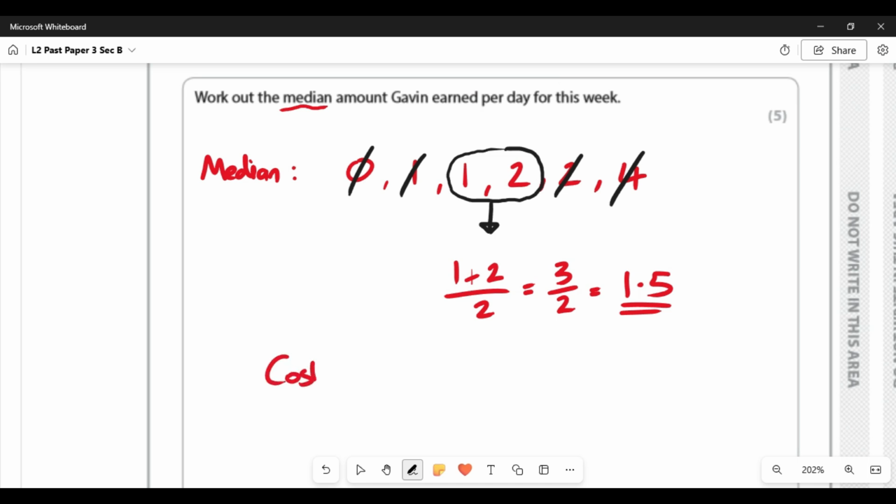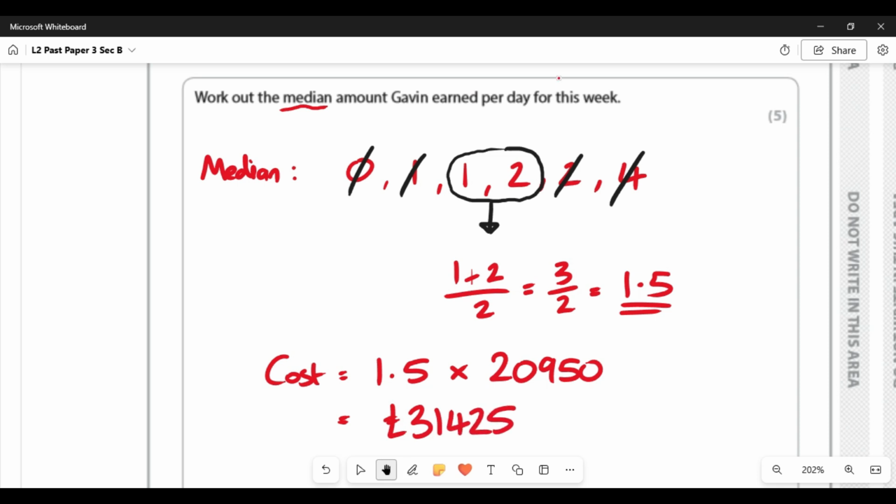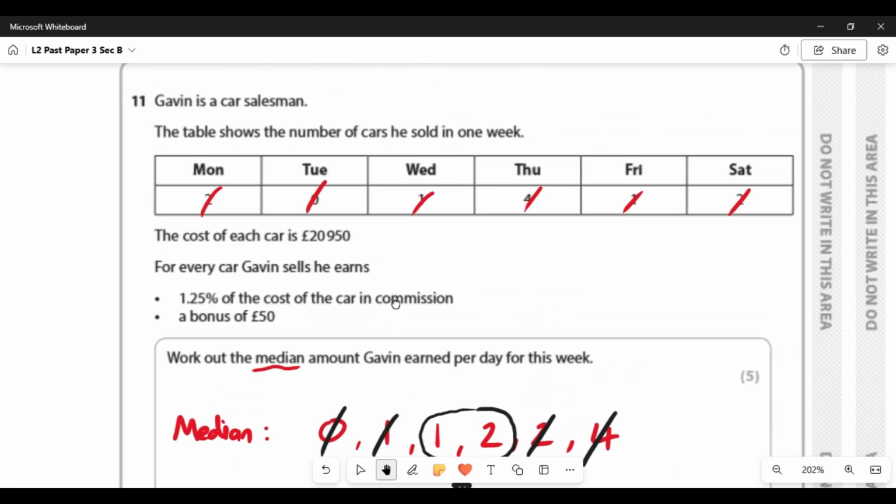This will give us the cost. 1.5 times 20,950. Let's do that on the calculator. So 1.5 times 20,950. That gives me, in pounds, 31,425 pounds. So that's the cost of the cars, or the median of the cars.